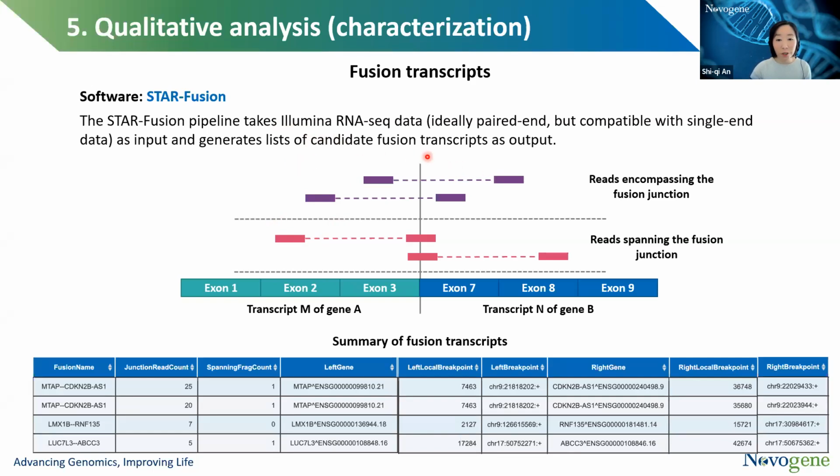So what does this software do? Here's an example. You can see transcripts M and N that are fused together. During the read mapping, there are two situations. Some reads encompass the fusion junction, and there are also reads that span the junction, sitting at the junction exactly. Basically, STAR-Fusion just counts these two different types of reads. You can see here, and it tells you where this transcription fusion actually happens, basically the location of the fusion, whether it has a break at the left arm or the right arm. So the location of the event is described here.